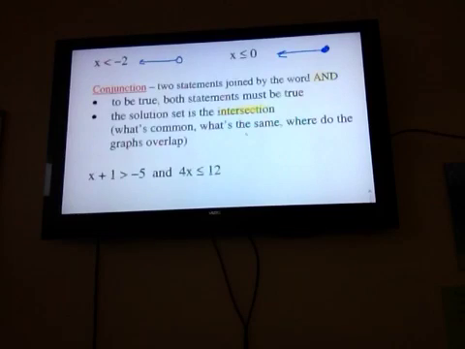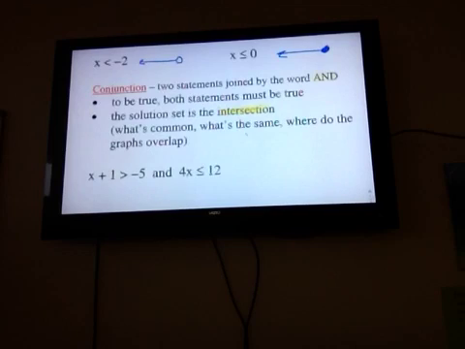So what do I mean by intersection? I mean what's common about them, what's the same about them. We're going to be doing some graphing so I can look at where the graphs overlap each other. Okay, so an and is an intersection, and then what I have in parentheses there describes what an intersection means.